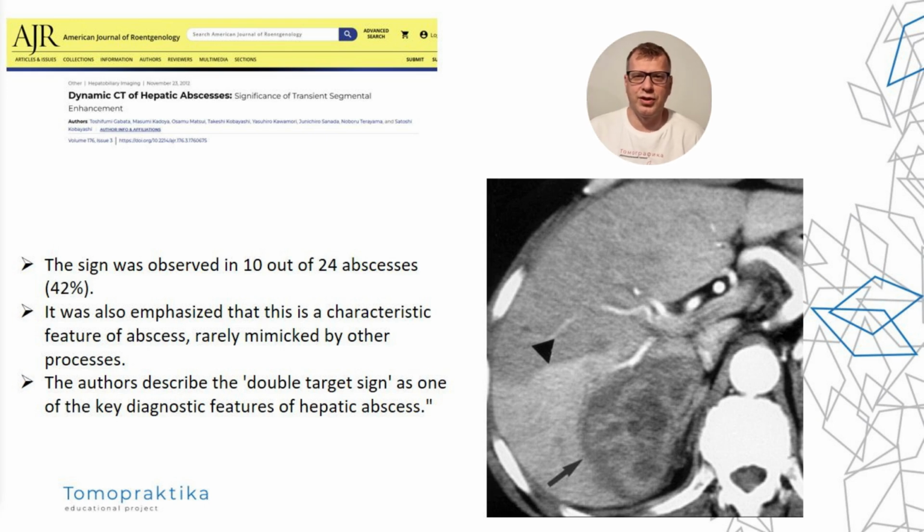Later, in 2012, another study confirmed both the sensitivity and specificity of this sign. According to those authors, it's one of the key diagnostic indicators of a liver abscess. Again, it doesn't appear in other liver diseases. The limitation, however, is clear. We only see it in about a third of abscesses.